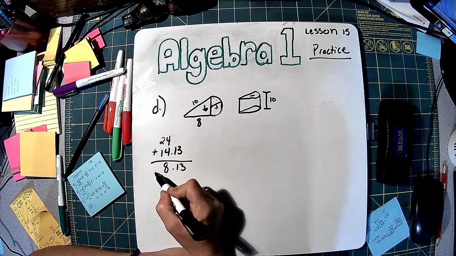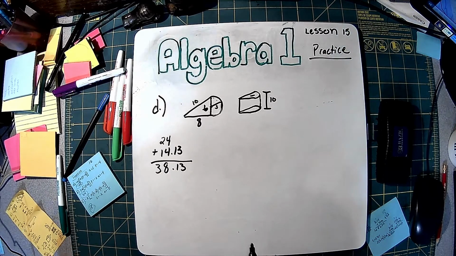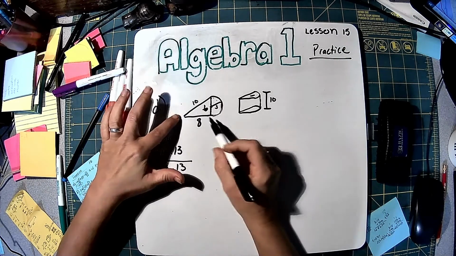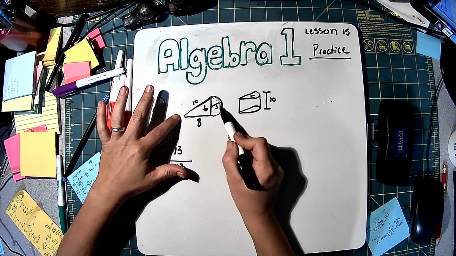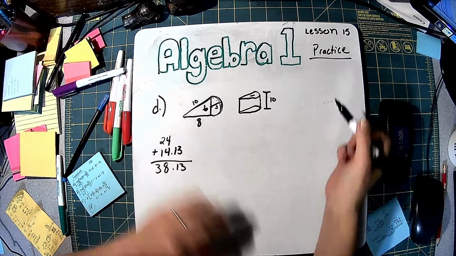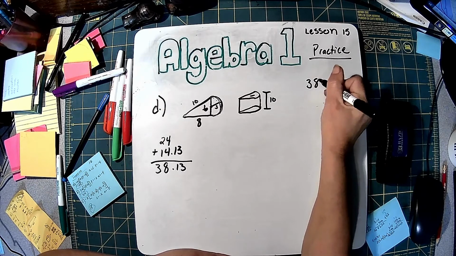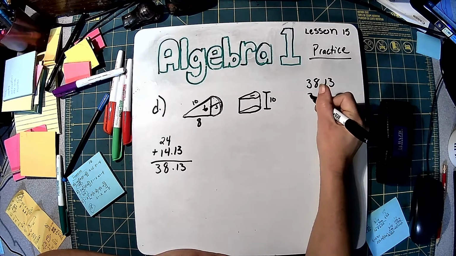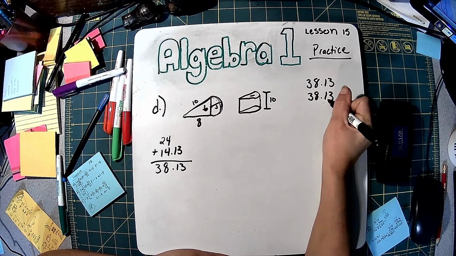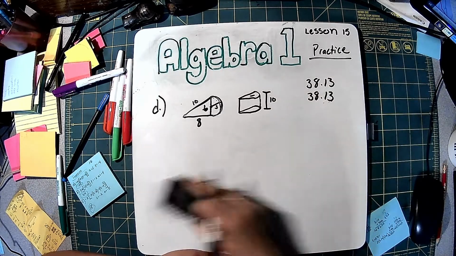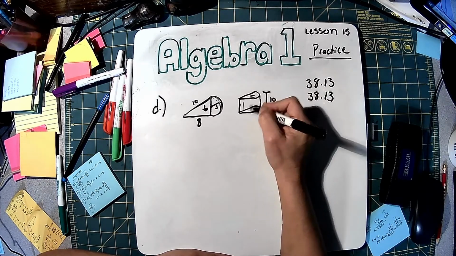38.13 is the entire area of the bottom and the top. So I need 2 of those. 38.13 and 38.13. Now to figure out my lateral surface area, this whole part going up and down.